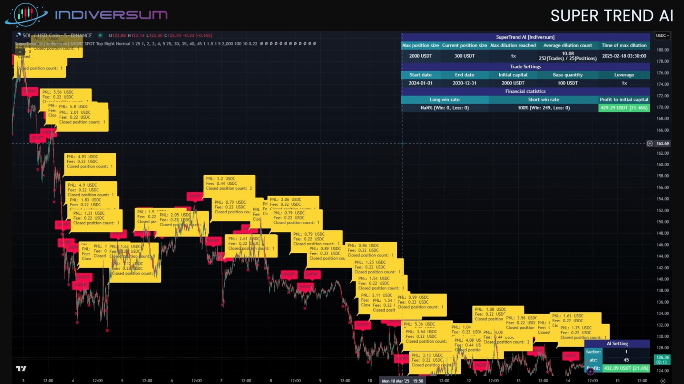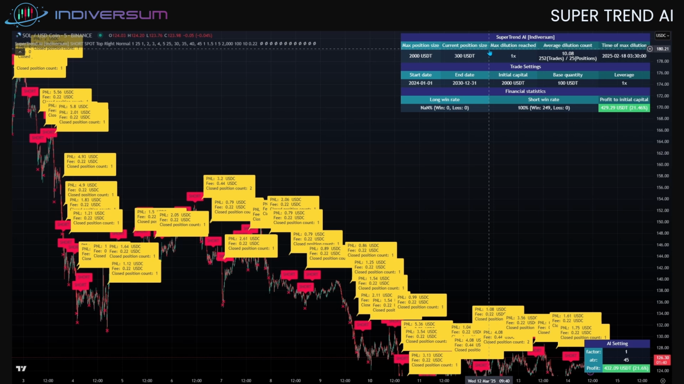Before we dive into the strategy settings, let's first go through the data table, where we can see how our strategy has performed in the past. This gives us key insights into our trading performance and risk management. First, let's look at position sizing. Max position size. This tells us the largest position that was open at any given time during the test period. Current position size. Right now, this shows how much capital is currently invested in an open trade. If it's 0, it means there are no active positions.